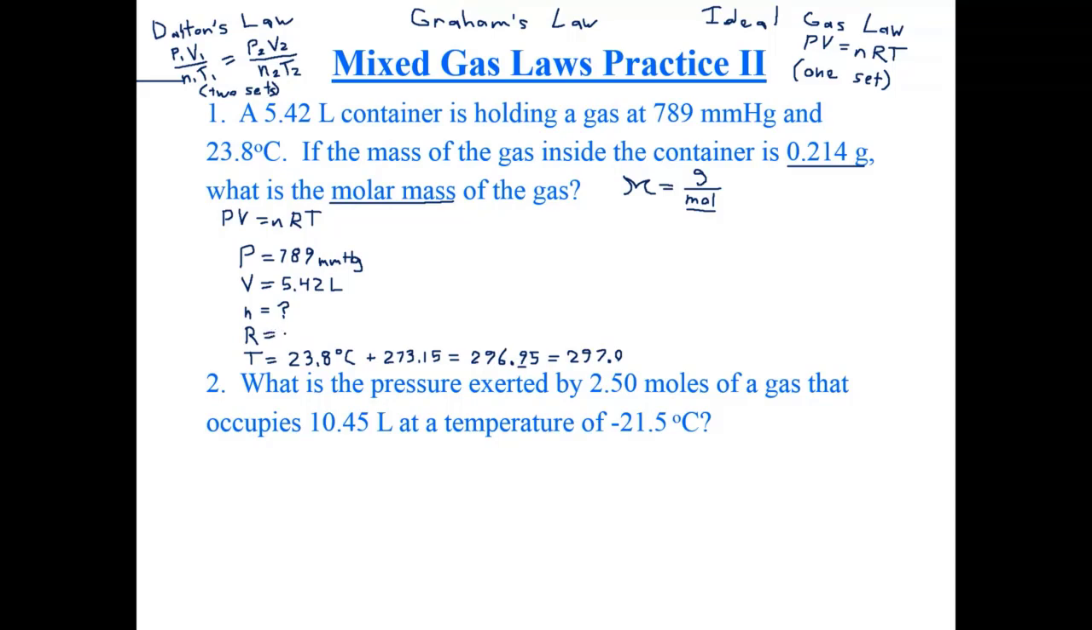So the R value, the constant we use most commonly, is 0.08206 liter atm per Kelvin mole.